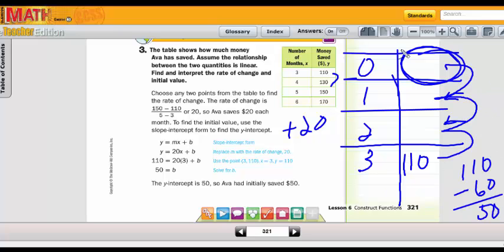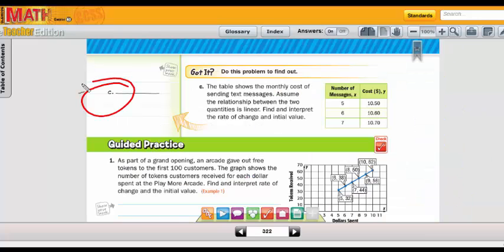This is a little bit more physical representation of doing it. If this works well for you, great, then use it. If this way works better for you, then go ahead and use the algebraic method as well. Please press pause and do letter C.